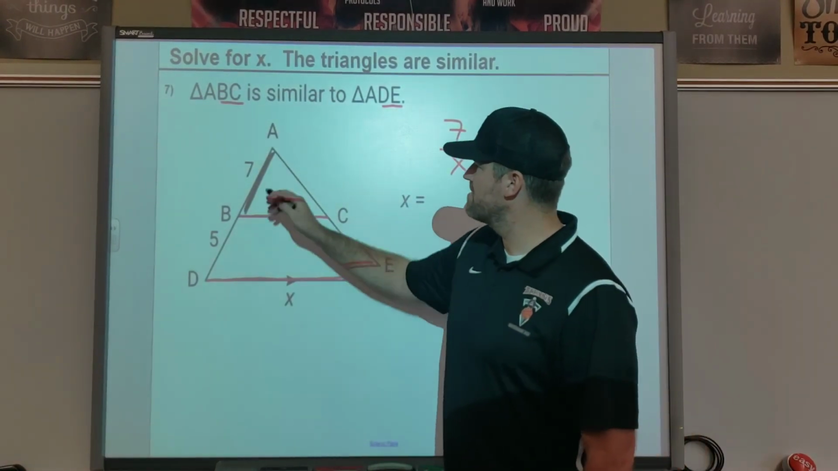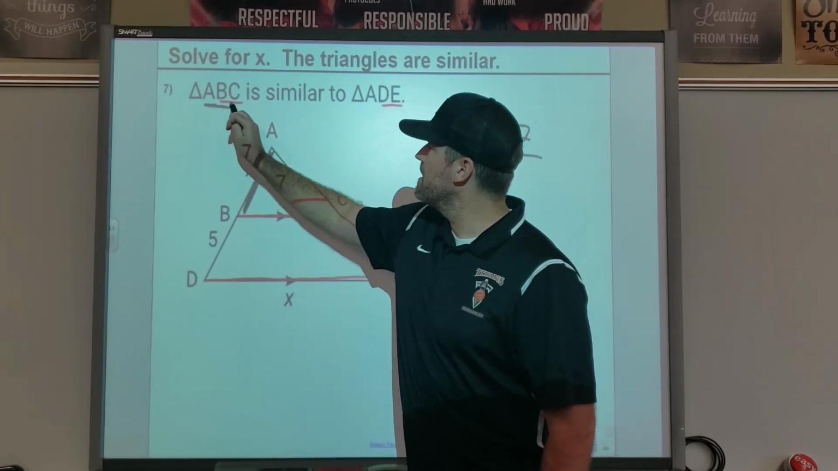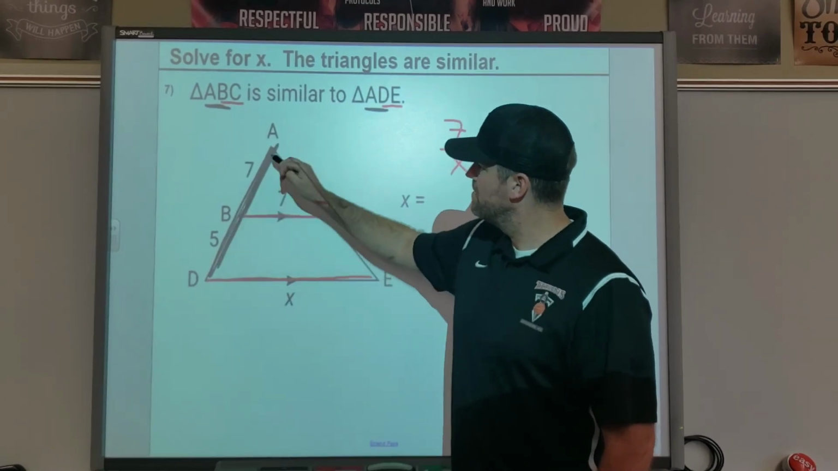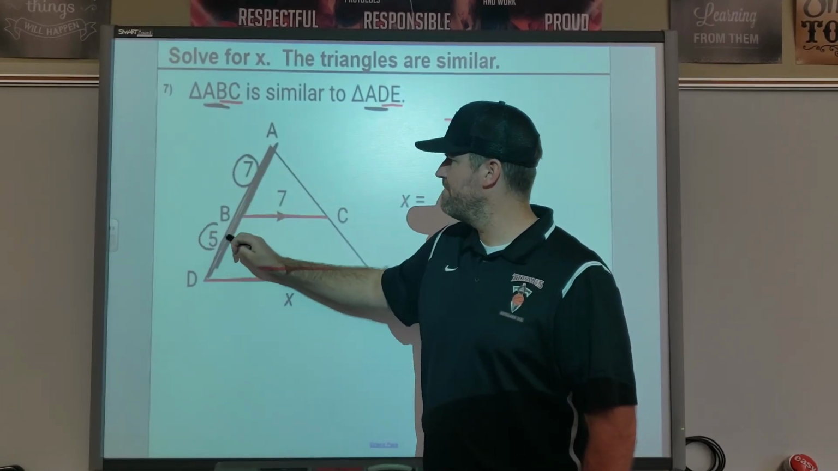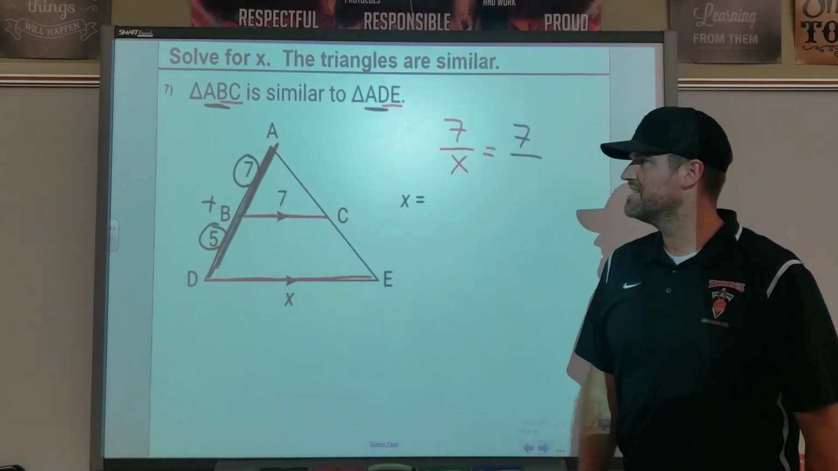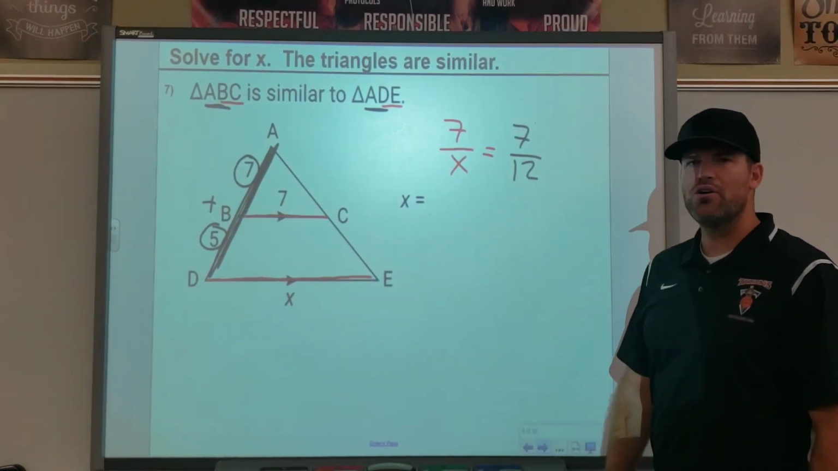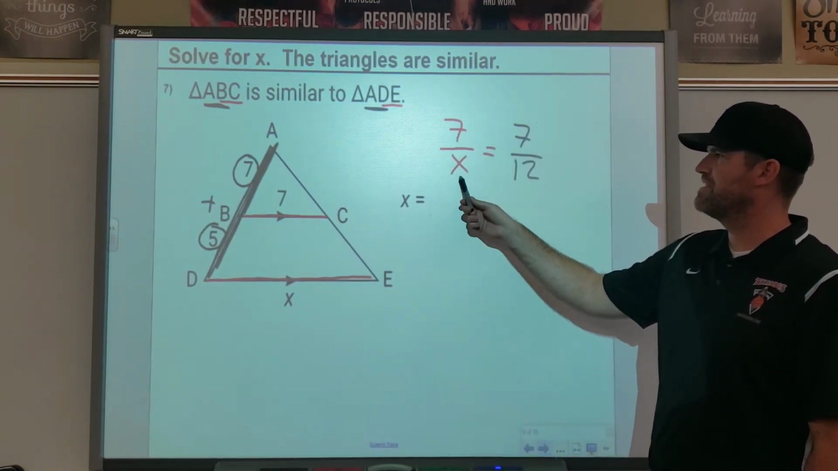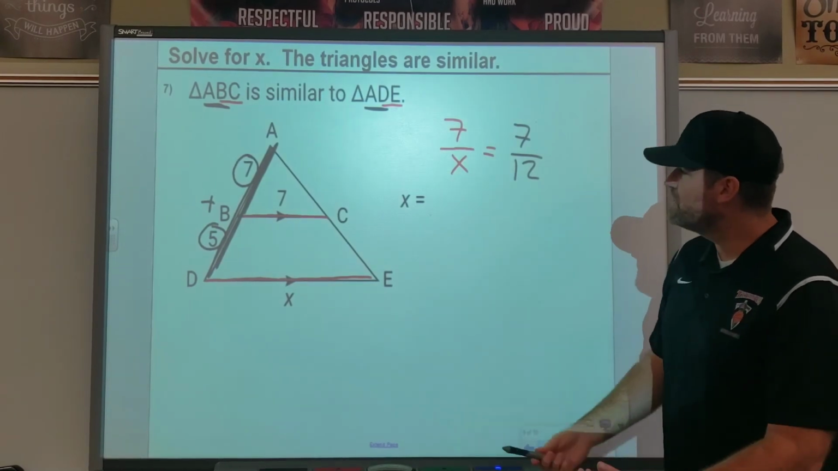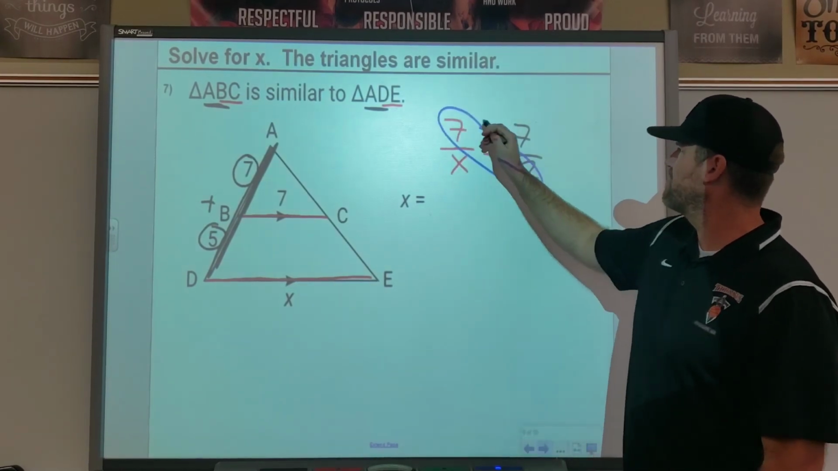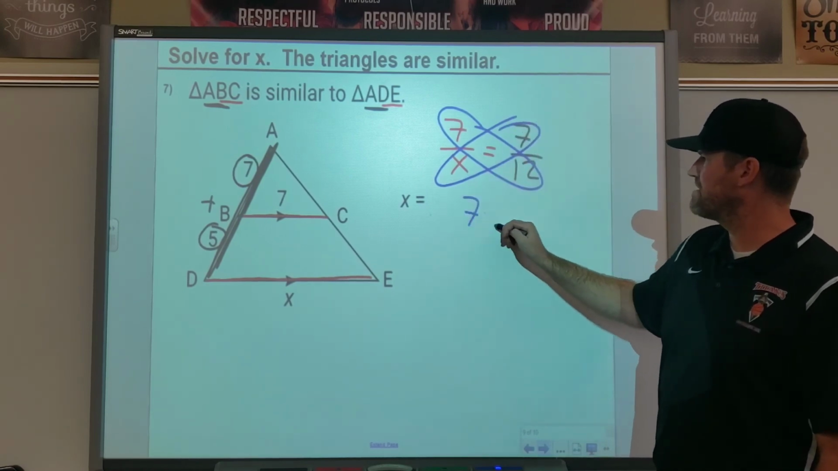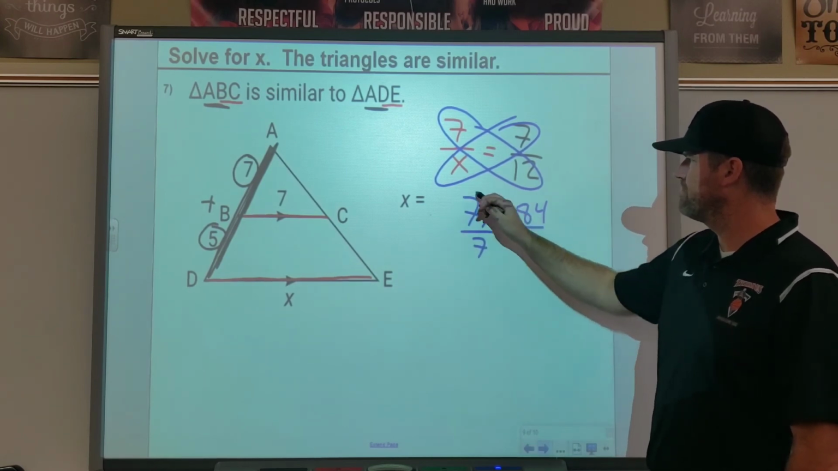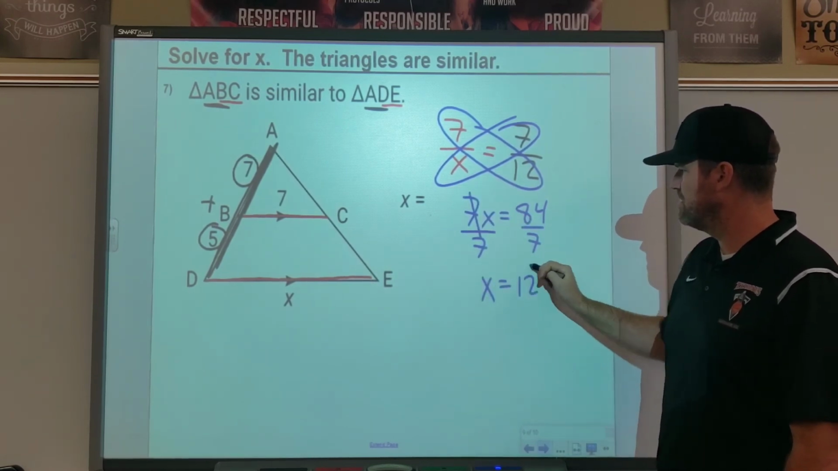Well, the corresponding side is going to be, instead of AB, we're going to use AD. So that's this whole side right here. So I have 7, but I also have 5. So I'm going to add that together to get a full length of 12. Now I might look at this and realize, oh, that's the same number, so this has to be the same number as well. But if you didn't recognize that, you could go ahead and cross multiply, and you get 7x equals 84. Divide by 7, x equals 12.